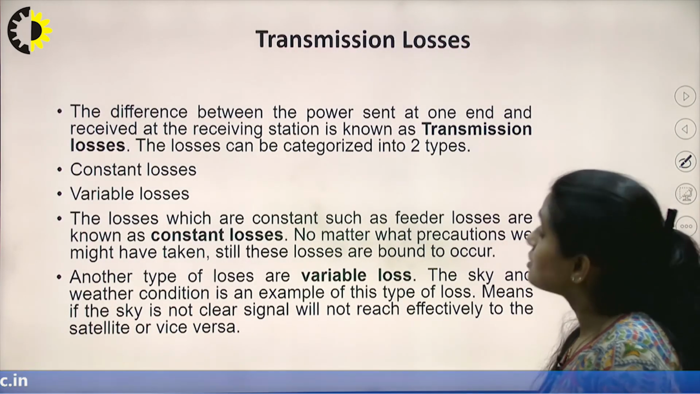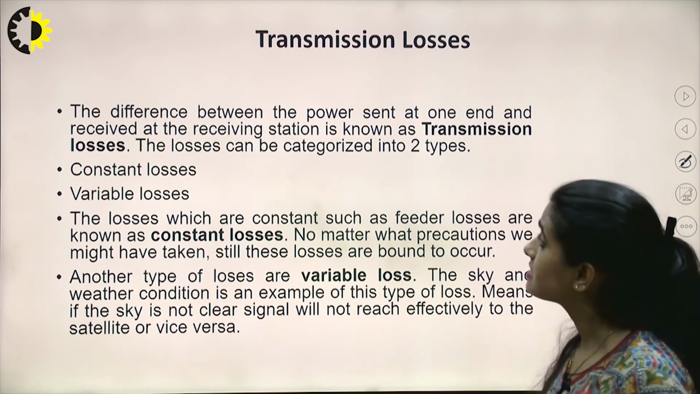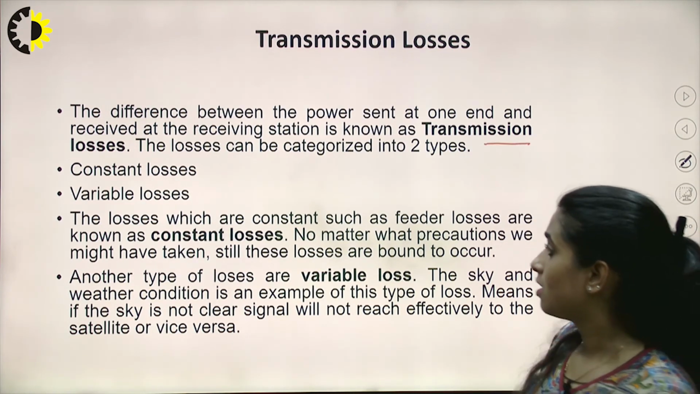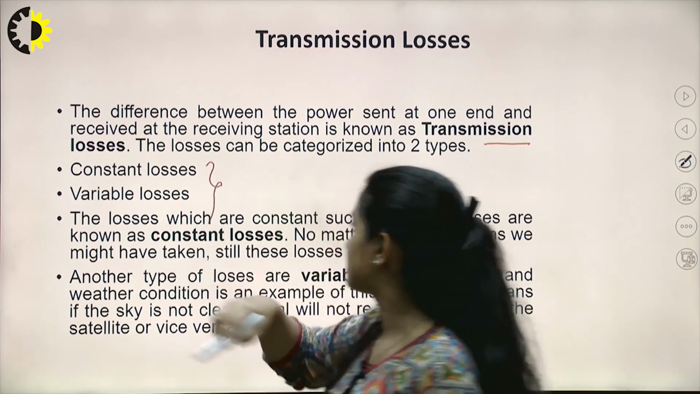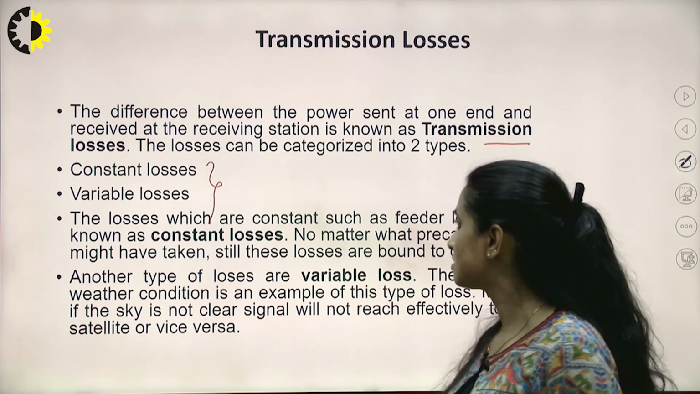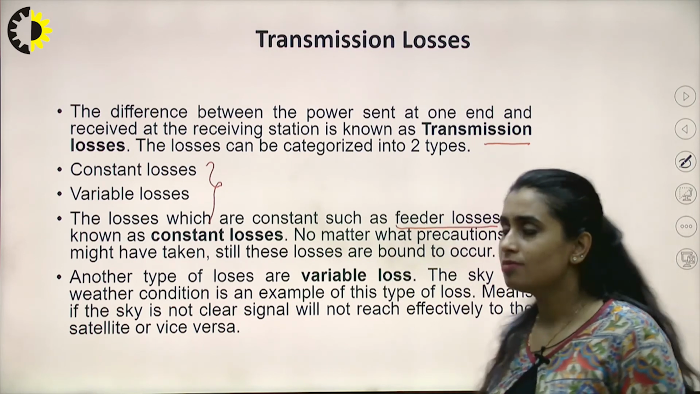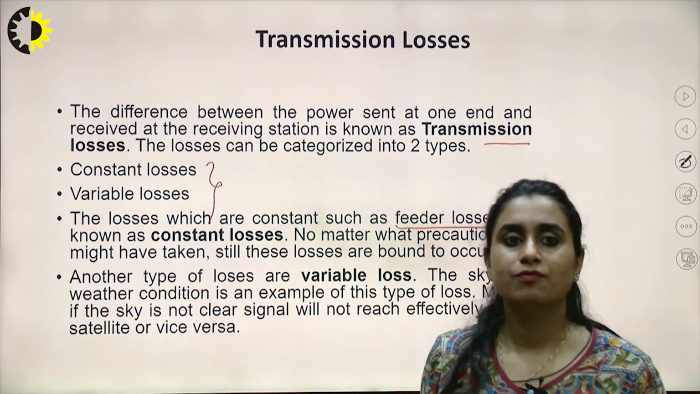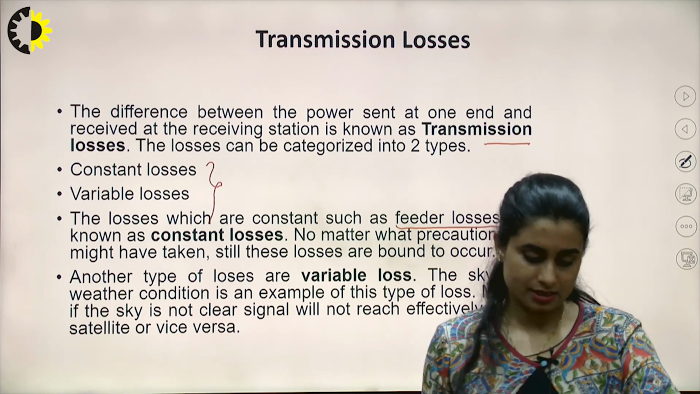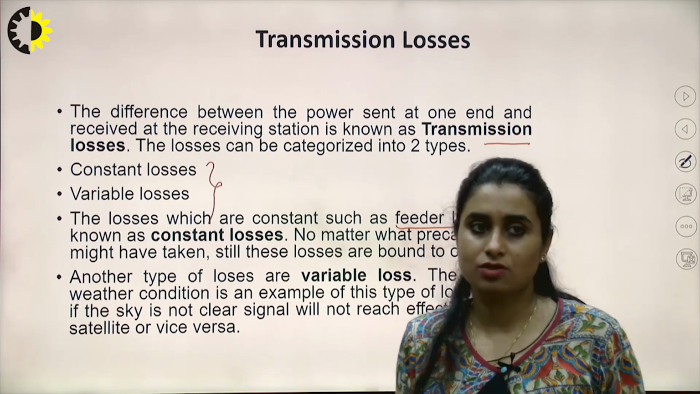What do we mean by transmission losses? The difference between the power sent at one end and received at the receiving station is known as transmission losses. What are the two most famous kinds of losses? Constant and variable losses. What are constant losses? These are also called feeder losses, right? No matter what precaution you take, these losses will occur. These are because of the inherent features of the devices, which cannot be avoided.